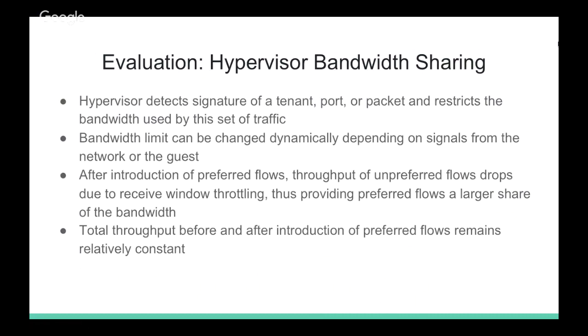Okay, so another experiment that had to be evaluated was that of the hypervisor bandwidth sharing, as Himalaya mentioned before. The hypervisor detects the signature of a tenant, port, or packet and restricts the bandwidth used by this set of traffic. The bandwidth limit can be changed dynamically depending on signals from the network or the guest. After introduction of preferred flows, throughput of unpreferred flows drops due to receive window throttling, thus providing preferred flows a larger share of the bandwidth. Total throughput before and after introduction of preferred flows therefore remains relatively constant.